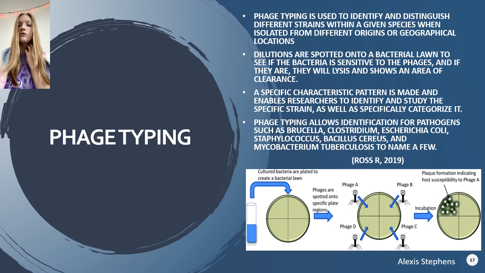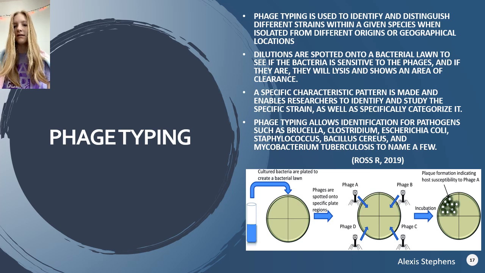Phage typing is used to identify and distinguish different strains within a given species when isolated from different origins or geographical locations. Dilutions are spotted onto a bacterial lawn to see if the bacteria are sensitive to the phages, and if they are, they will lyse or explode and show an area of clearance around the pathogen. A specific characteristic pattern is made and enables researchers to identify and study the specific strain that is lysed, as well as specifically categorize it.